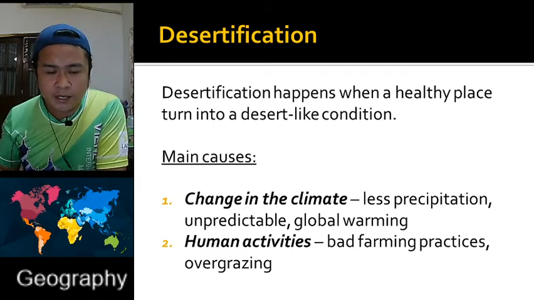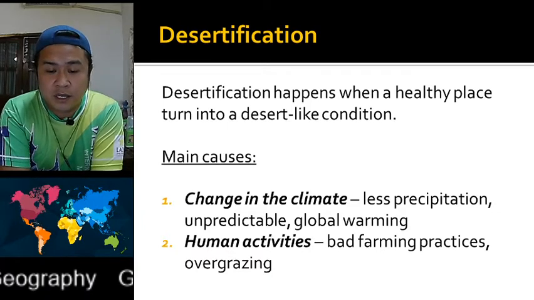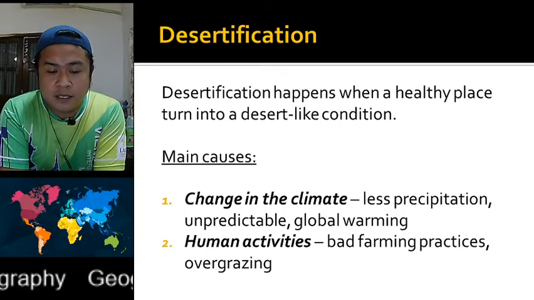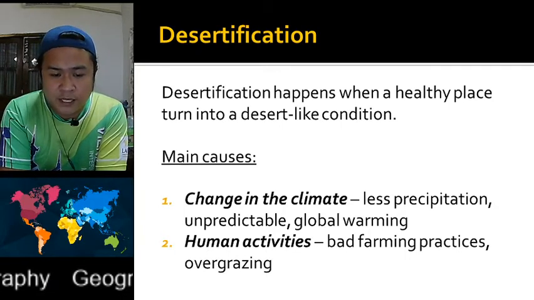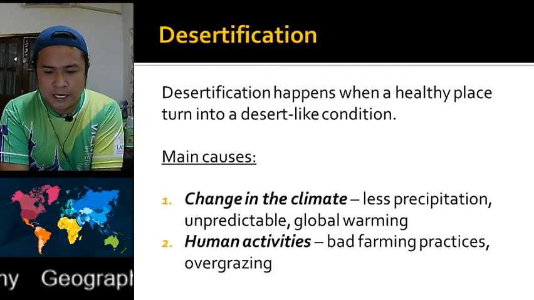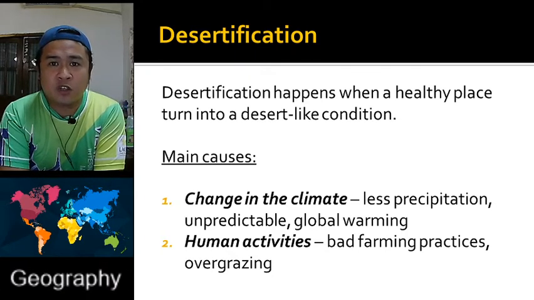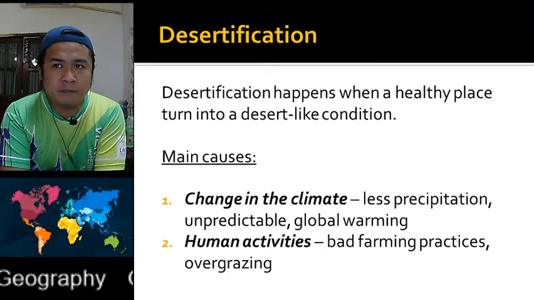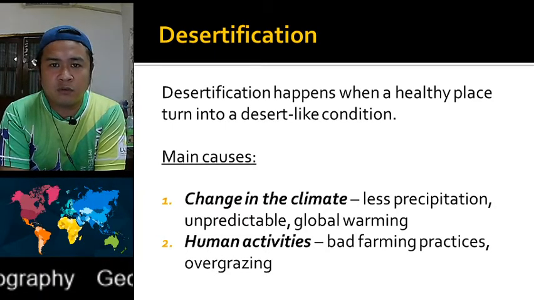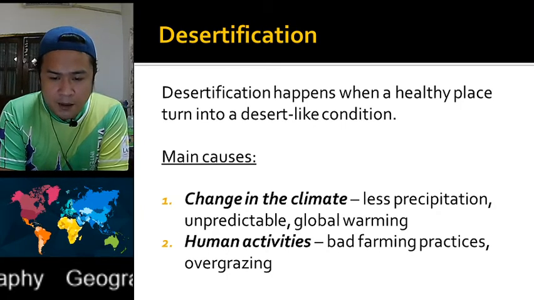Another reason is the activities of humans, or human activities. It could be bad farming practices, or overgrazing. I'm going to be talking about overgrazing in the next few slides. Bad farming practices include taking too much groundwater through irrigation so that you can transfer this water into another place. What else?